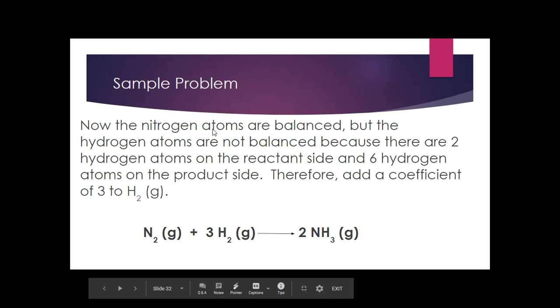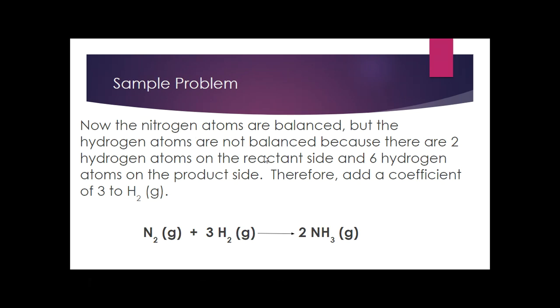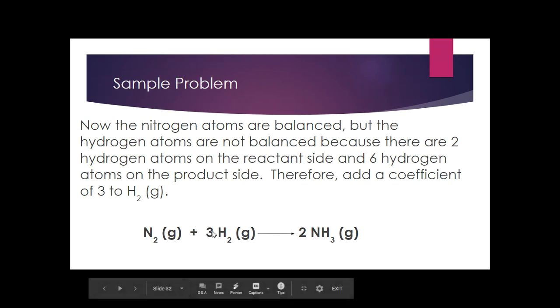Now the nitrogen atoms are balanced, but the hydrogen atoms are not balanced because there are two hydrogen atoms on the reactant side and 6 atoms on the product side. Therefore, add a coefficient of 3 right here to make it a 6.